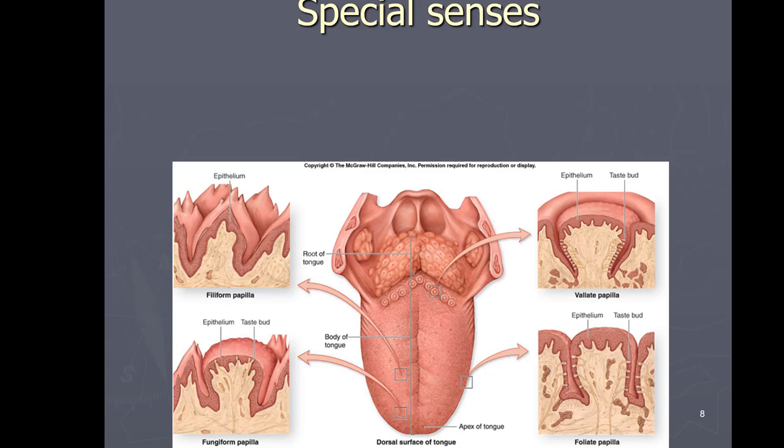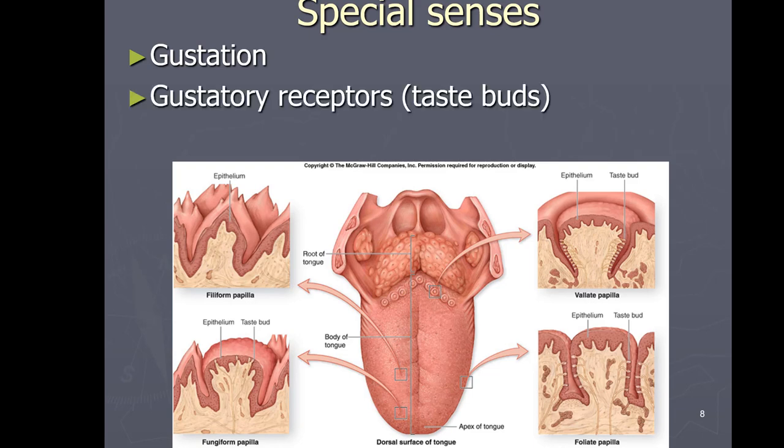So the rest of this is going to focus on the special senses. We're going to start with taste. Taste is called gustation, and we have taste buds called gustatory receptors. They're found in these structures on the tongue called papillae of the tongue. There are 4 types of papillae that are found on the tongue: filiform, fungiform, vallate, sometimes called circumvallate, and foliate.